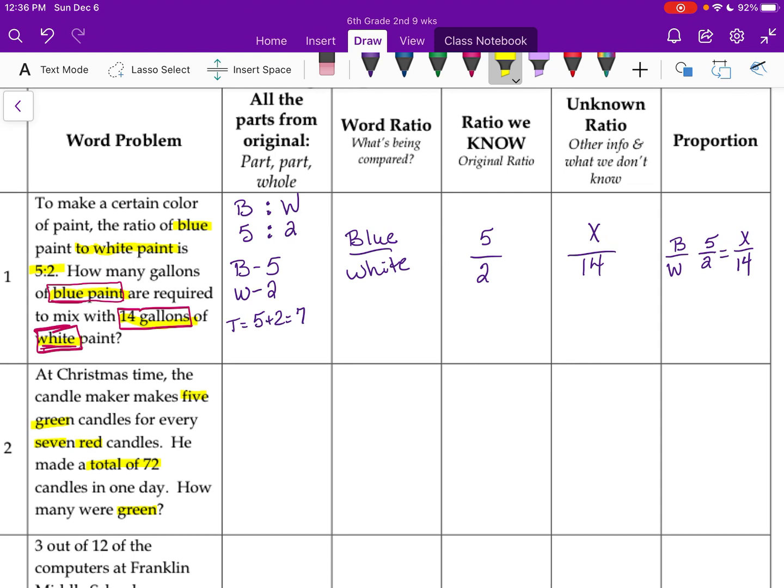Okay, so let's think about from our original information that they give us. There's 5 green and 7 red. So what is the total for that? Well, that's part to part, right? Green and red. And so our total would be, we would add it together to get 12 total candles there.